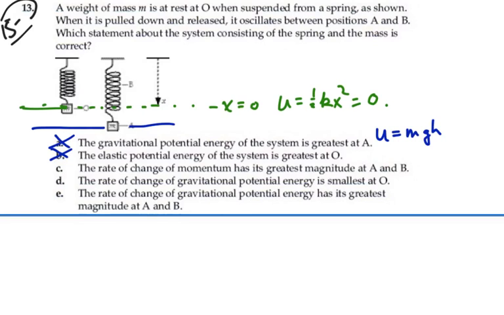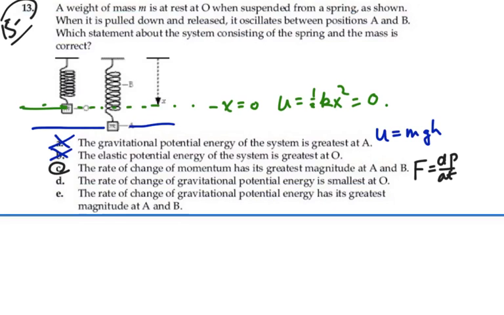C. The rate of change of momentum has its greatest magnitude at A and B. The rate of change of momentum is actually force. Force is equal to the change of momentum per time, according to Newton's second law in momentum form. So where the force is greatest, we'll have the rate of change of momentum being the greatest as well. And that's going to occur at A and B, where the spring force is at its greatest value away from equilibrium. So that actually is correct.